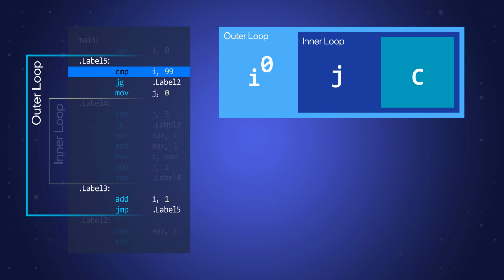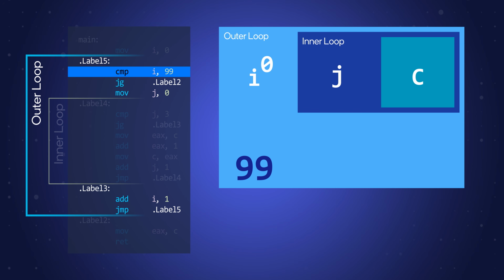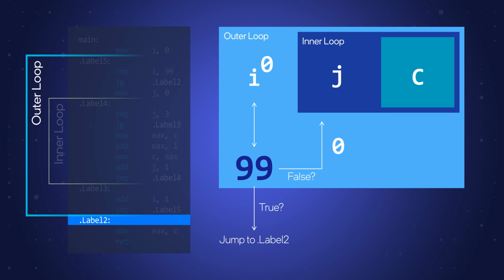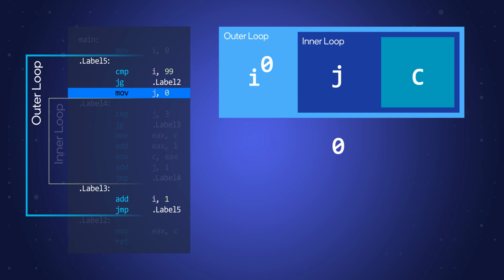We have a CMP instruction. This is a compare instruction. It compares that I variable to 99. And right after that, we have JG, a jump greater than instruction. So if that is true, if I is greater than 99, then we're going to jump, or we're going to branch to label 2. If that's not true, then we ignore it and we just move down and look at the move instruction.